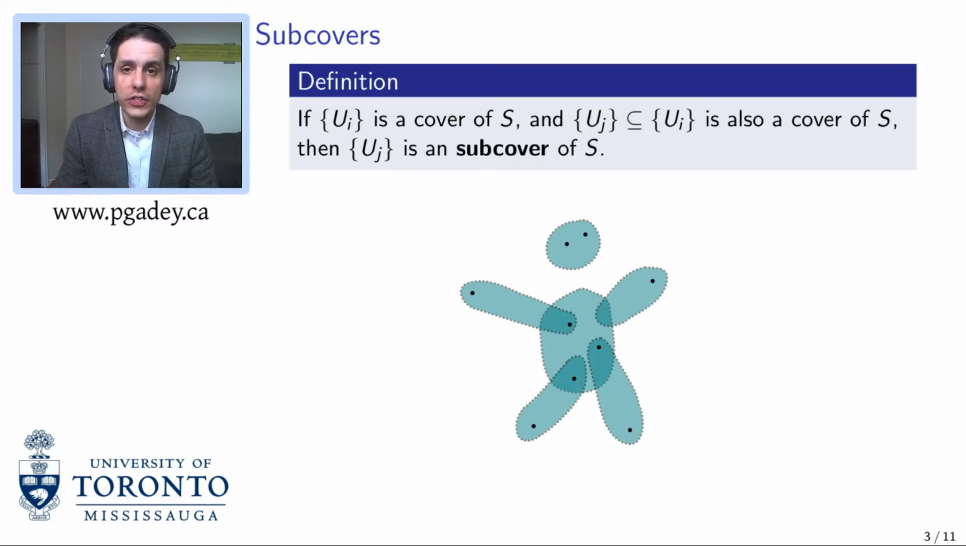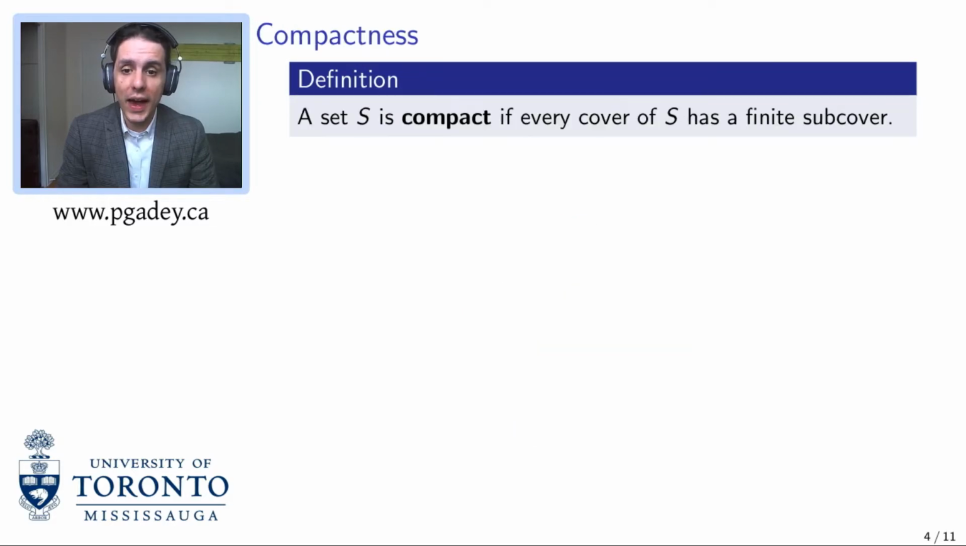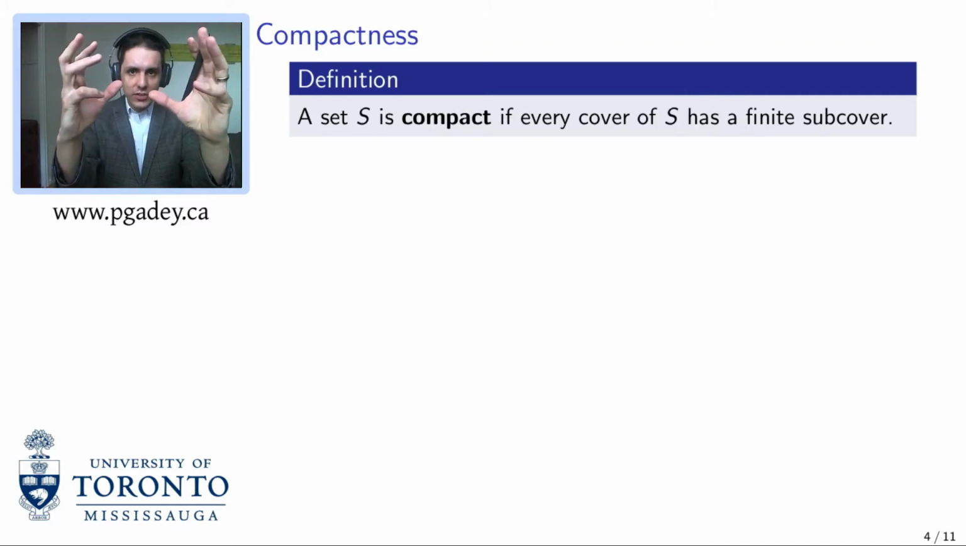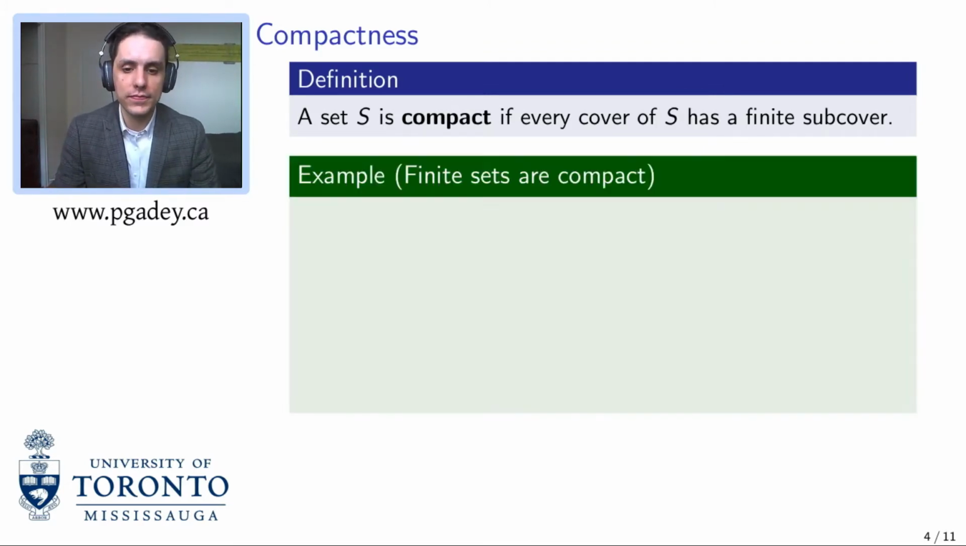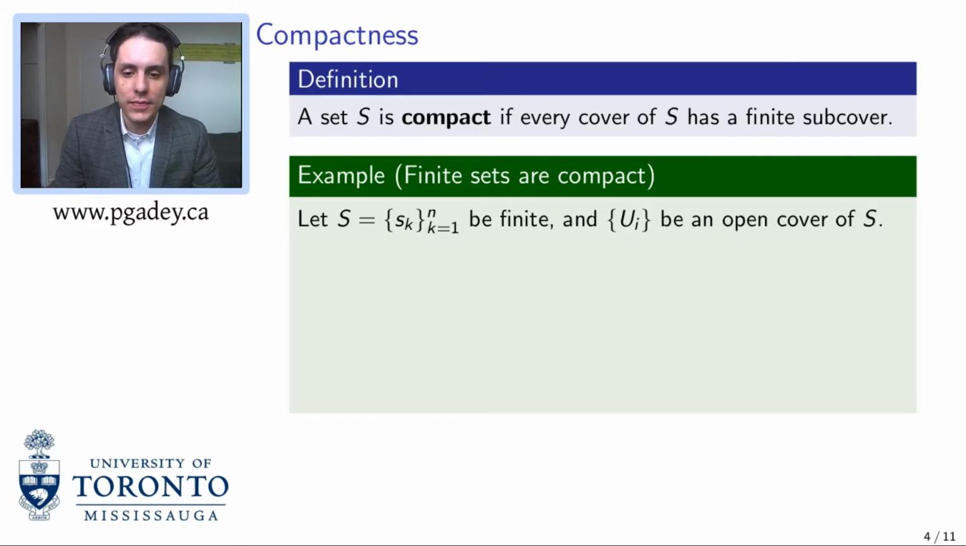So subcovers are central to our definition of compactness. A set is compact if every cover of S has a finite subcover. So what compactness lets us do is it allows us to take every infinite cover and pass to finite subcovers. A very, very powerful move. So let's have a look at an example of a compact set. Any finite set is compact.